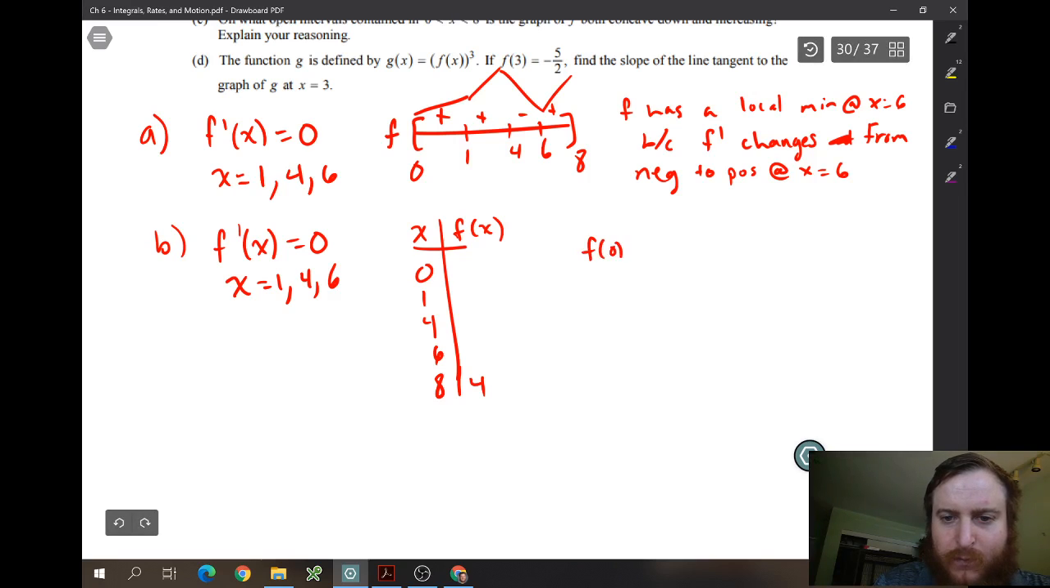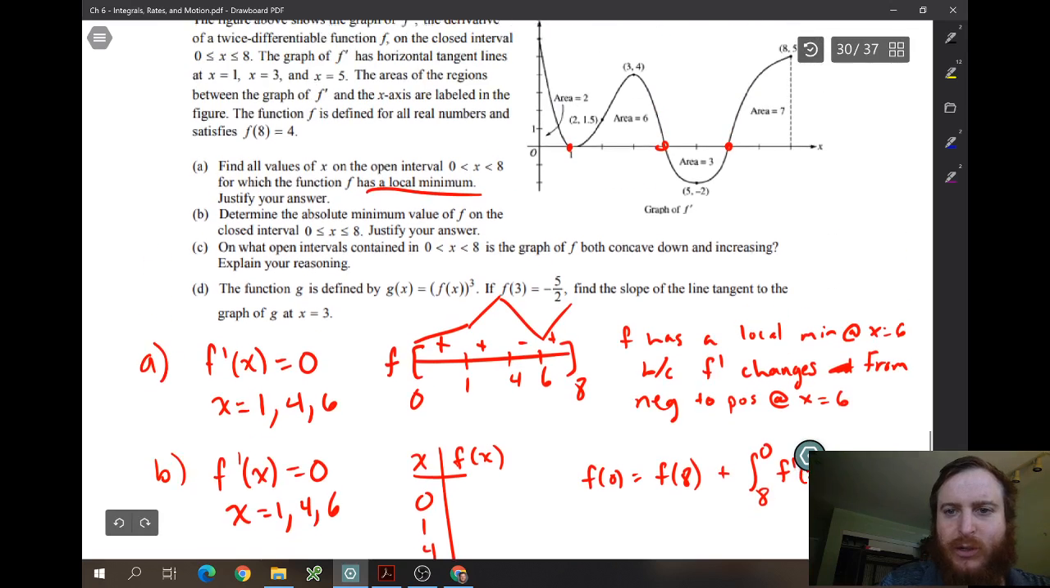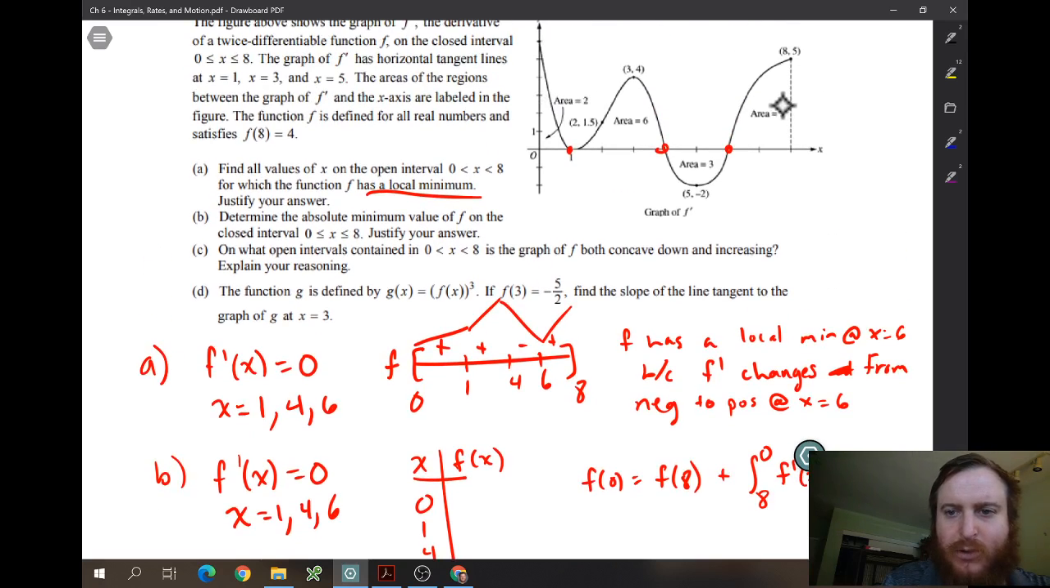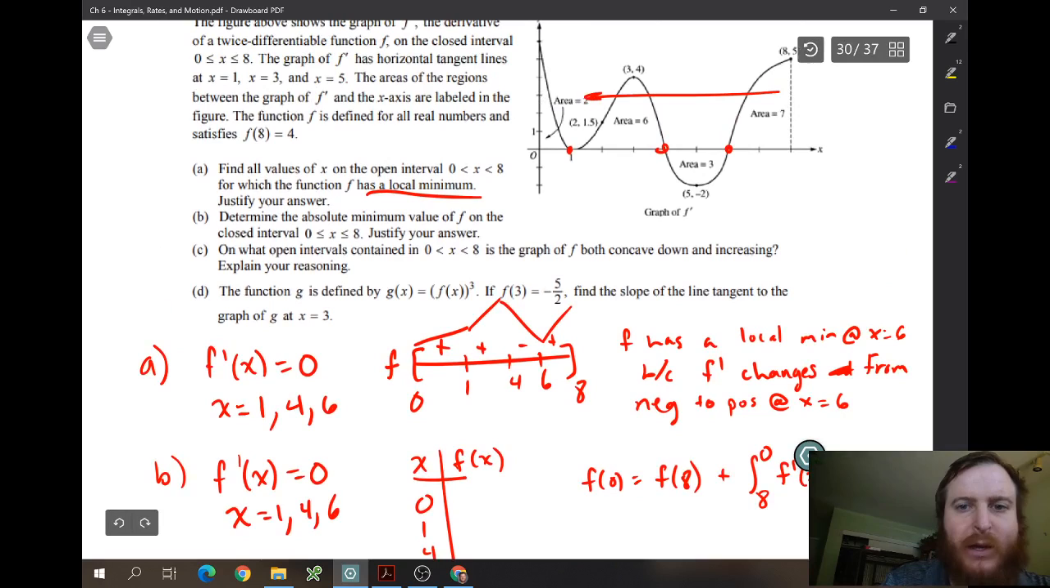So f of 0 equals f of 8 plus the integral. Now be careful about this because 8 is going to go on the bottom. The integral from 8 to 0 of f prime of x dx. I know that's weird because 8's on the bottom. You can do one of two things. You can just take all these areas going backwards and remember that as you work backwards, they flip. If it was positive 7, it becomes negative 7. Negative 3 becomes positive 3 because we're going backwards. Positive 6 is negative 6. Positive 2 is negative 2.